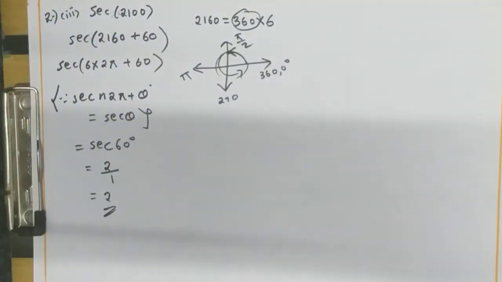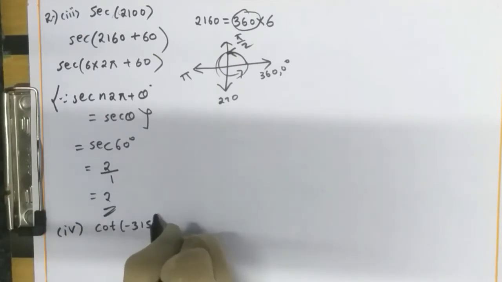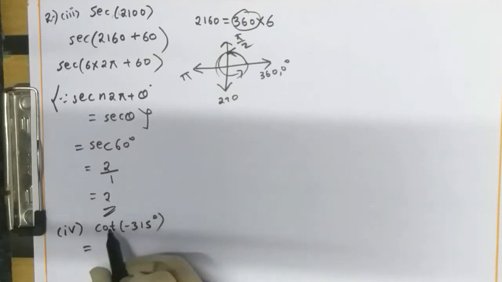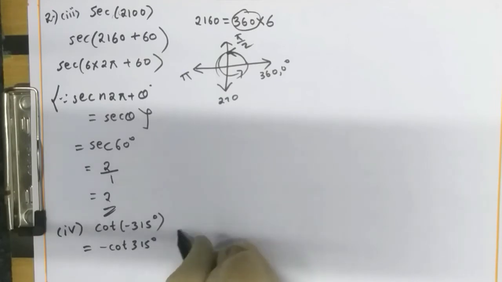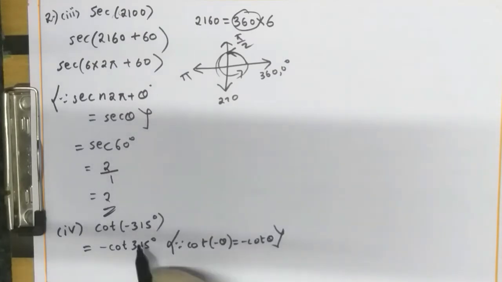Moving on to the fourth bit. Find the value of cot minus 315 degrees. Okay, again what can we do? Cot minus theta is minus cot theta. So I wrote it as minus cot theta.